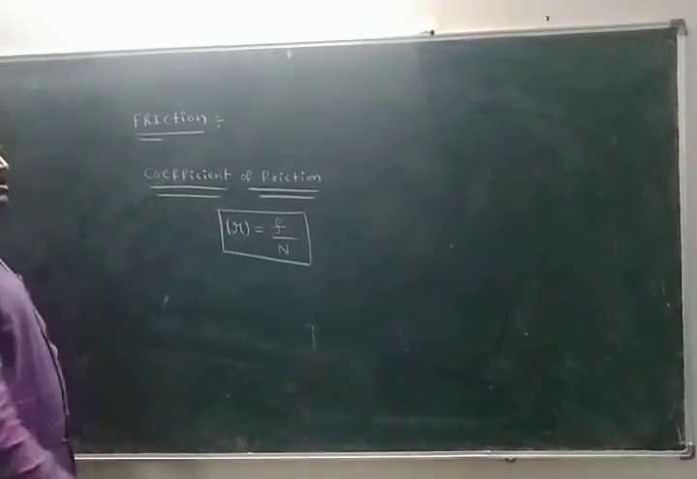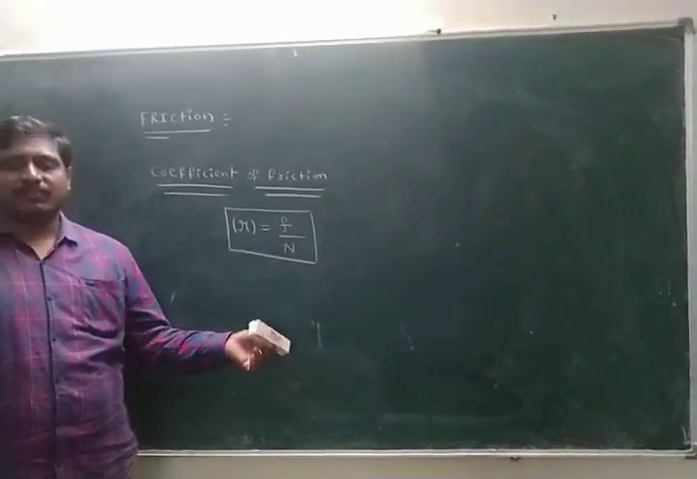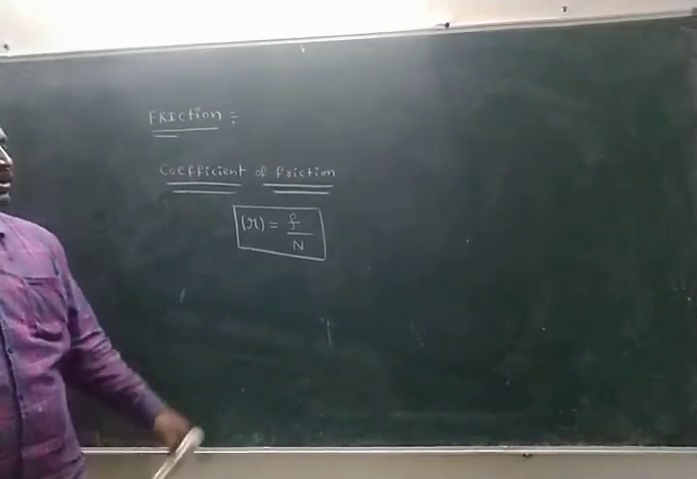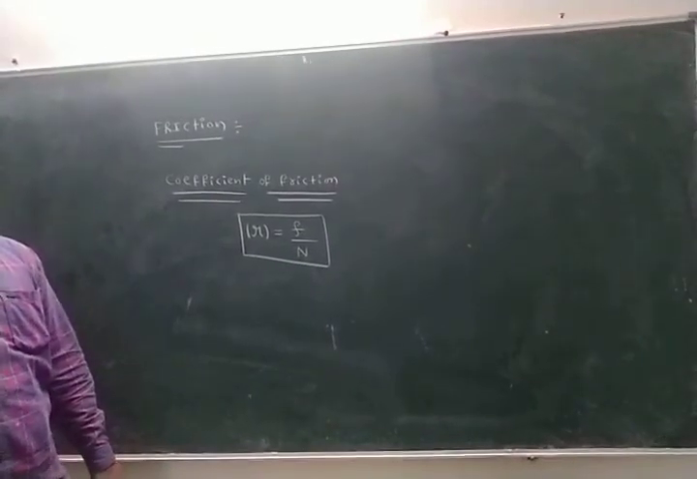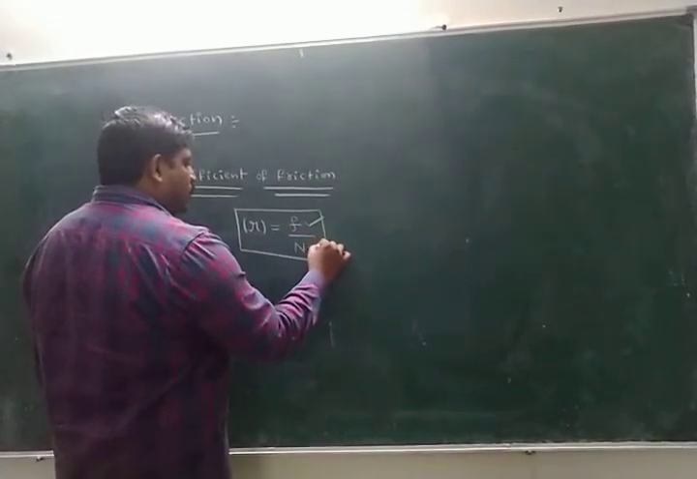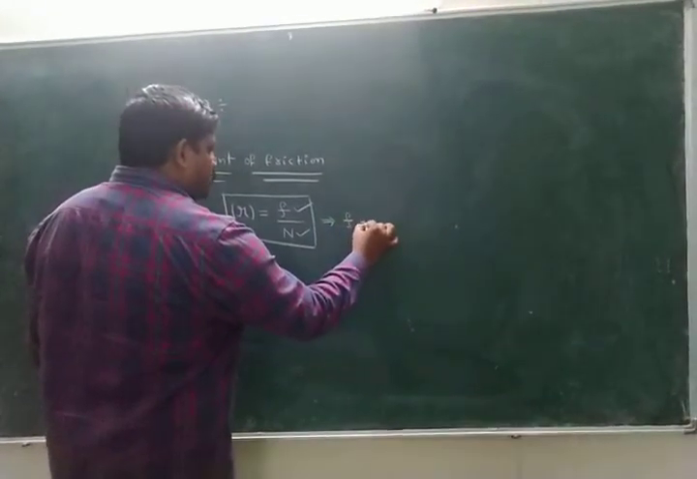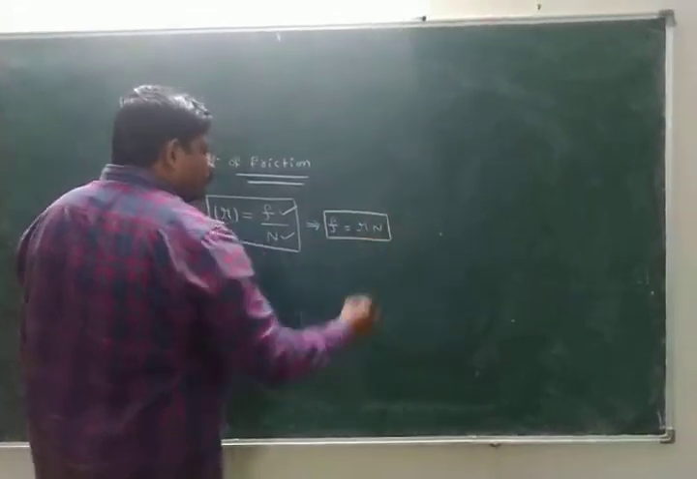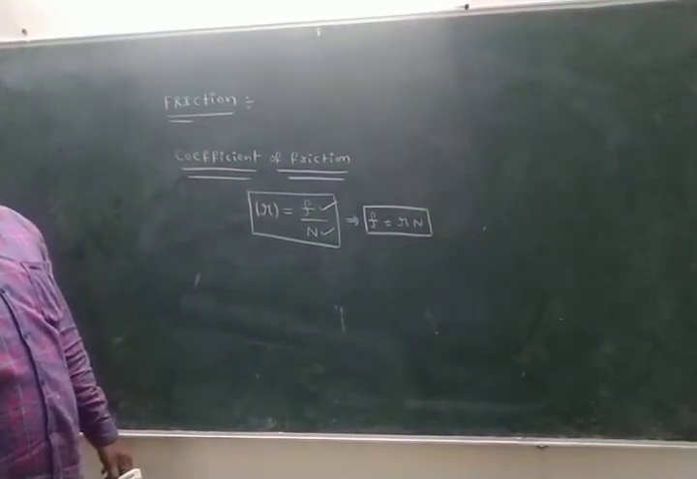What decides the coefficient of friction? A higher mu value means more rough. A lower mu value means less rough, that means smooth. Coefficient of friction is denoted by mu. The definition: the ratio of frictional force to normal reaction force. So the frictional force is mu into N, where mu indicates the coefficient of friction and N indicates the normal reaction.